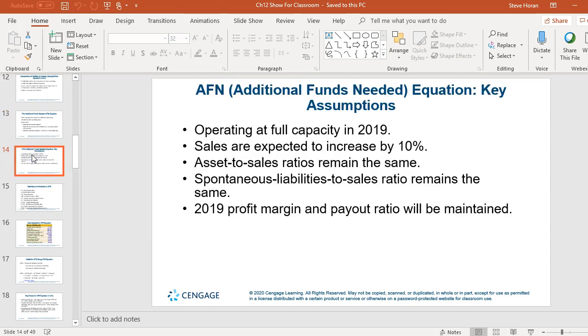Okay, so some assumptions for the example we'll look at: we are currently at full capacity. So that means if we're going to increase sales by 10%, we have to increase capacity by 10%. Otherwise, it just will not work. They're also telling us that the ratios that currently are in play will be the same in the next year, the forecasted year. So asset to sales is the same, spontaneous liabilities to sales is the same, and profit margin and the payout ratio. Payout ratio is what percent of profits are paid out as dividends. Those will all be maintained.